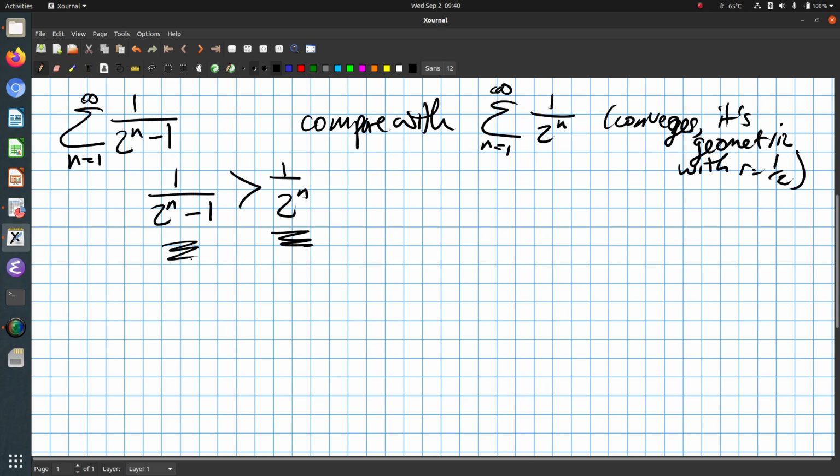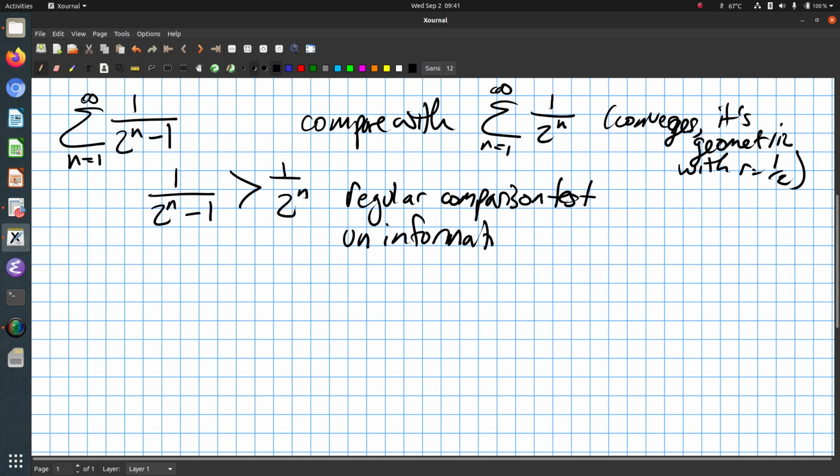Now, there's some tricks you could pull. Instead, compare it with a different geometric series. But the limit comparison test here says just what you need. So the regular comparison test is uninformative. So let's try the limit comparison test.